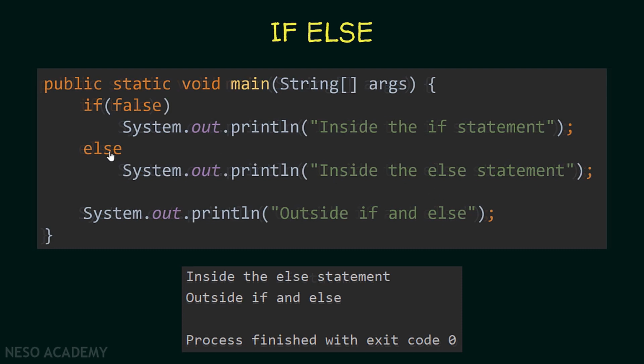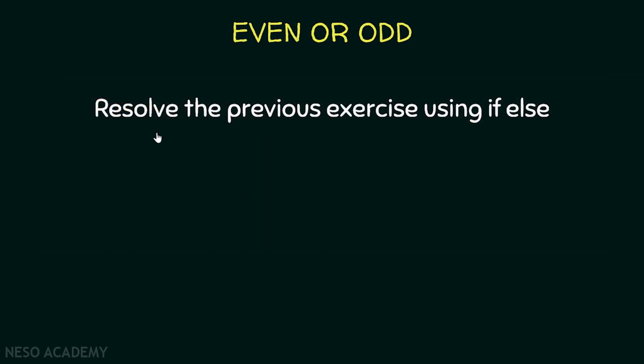Now suppose that we have false over here. So the statement inside the else statement will be executed and this statement over here will be executed. So we will see this output, right? Now I want you to pause the video and resolve the previous exercise using if else. And after that, come back and see my solution.